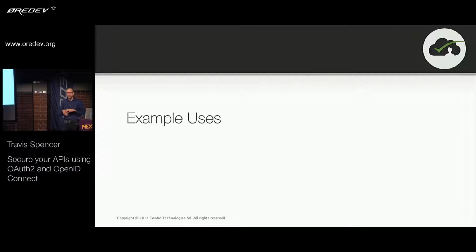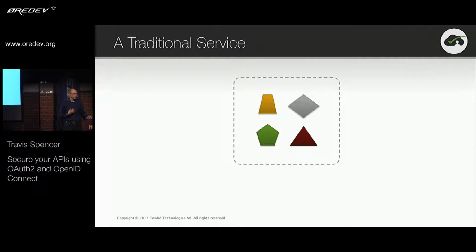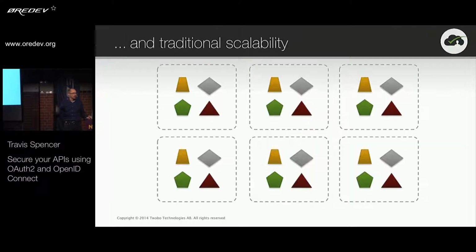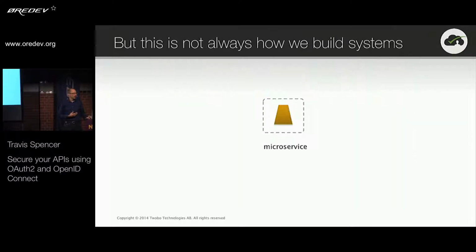So now let's start to use all these things. We talked about OpenID Connect, we talked about OAuth. How might we put this into practice? So normally when we build applications, we have different components of different kinds, and to scale an application with all these different components, we have to have different instances of it. And this has been fine.